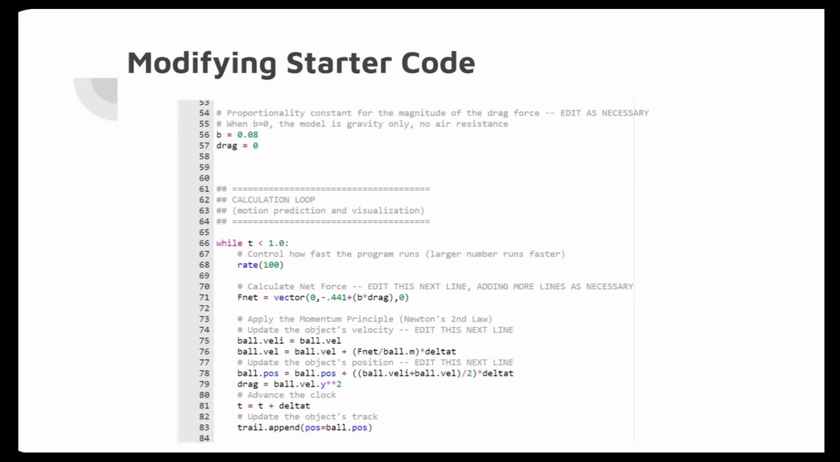To create the model that does take drag into account, we need to add drag to the force of gravity in the net force vector. To do this, we have drag proportional to the velocity of the ball squared, and then we multiply it by a proportionality constant that gives us results similar to those observed in the Tracker model.